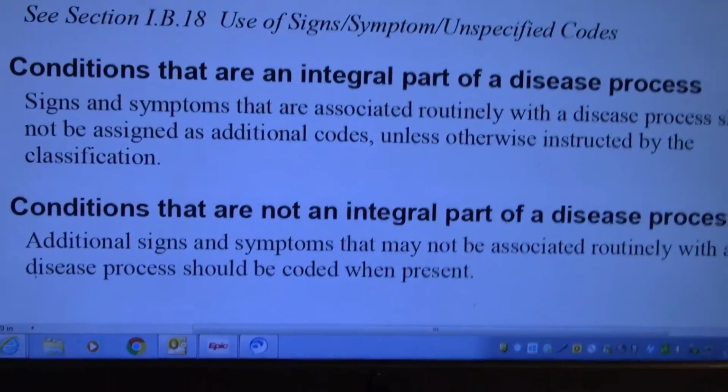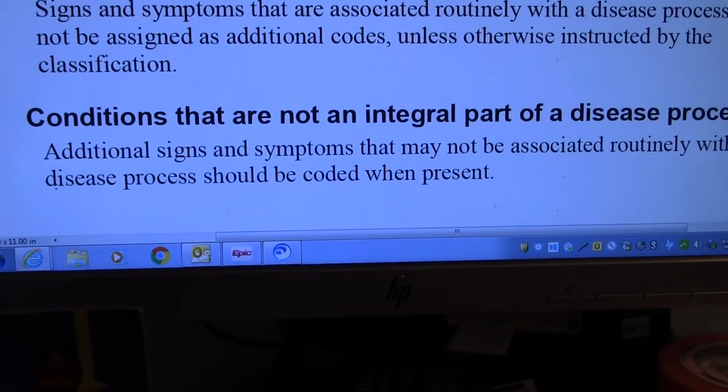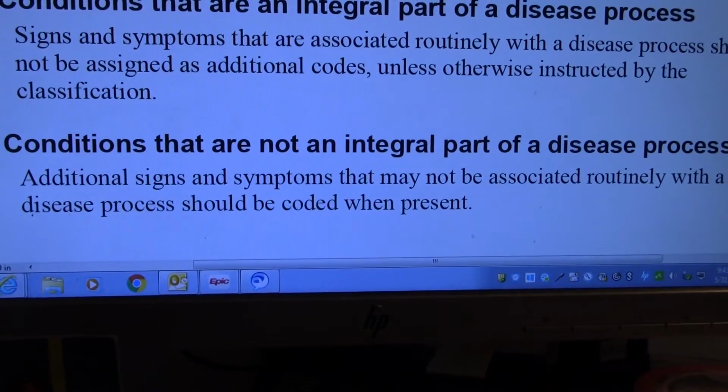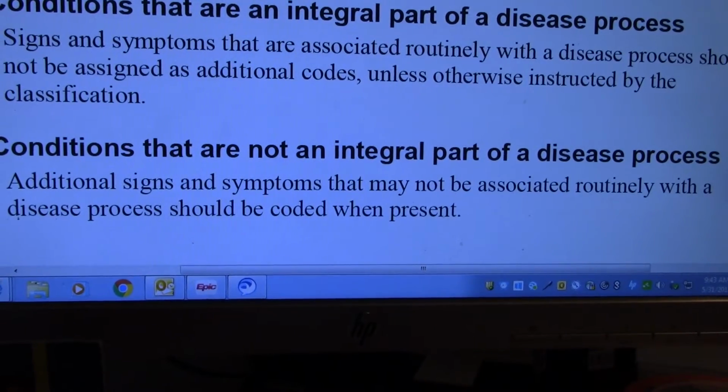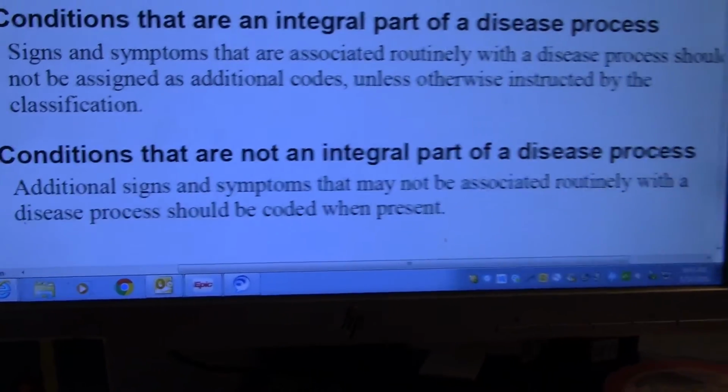That was number 5 on the coding guidelines. Let's read guideline number 6. It says, conditions that are not an integral part of the disease process, additional signs and symptoms that may not be associated routinely with the disease process should be coded when present. Okay? If it's normally not associated with the condition, capture those codes. Those are additional problems that your patient is experiencing. So these are additional. Let me give you some examples.